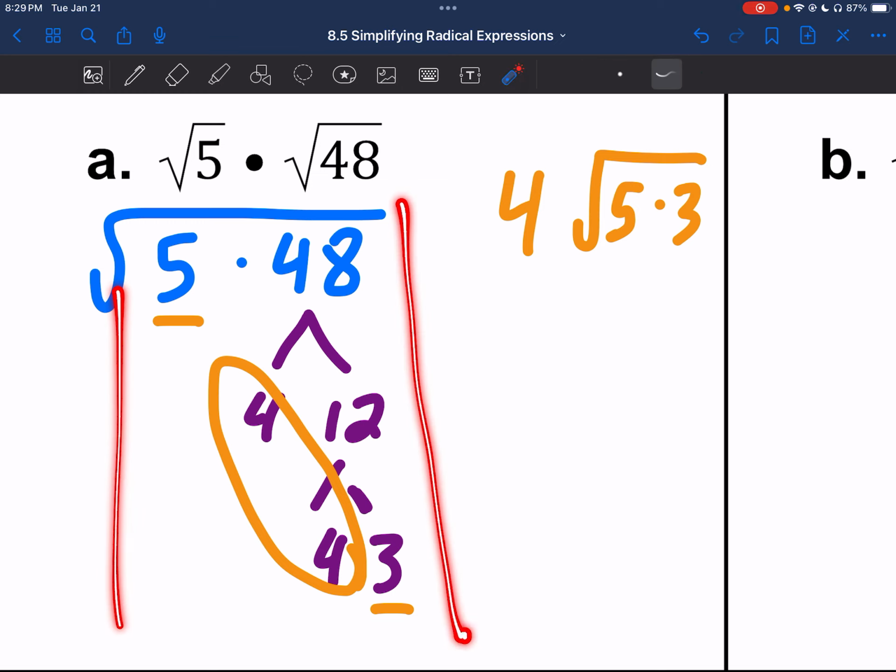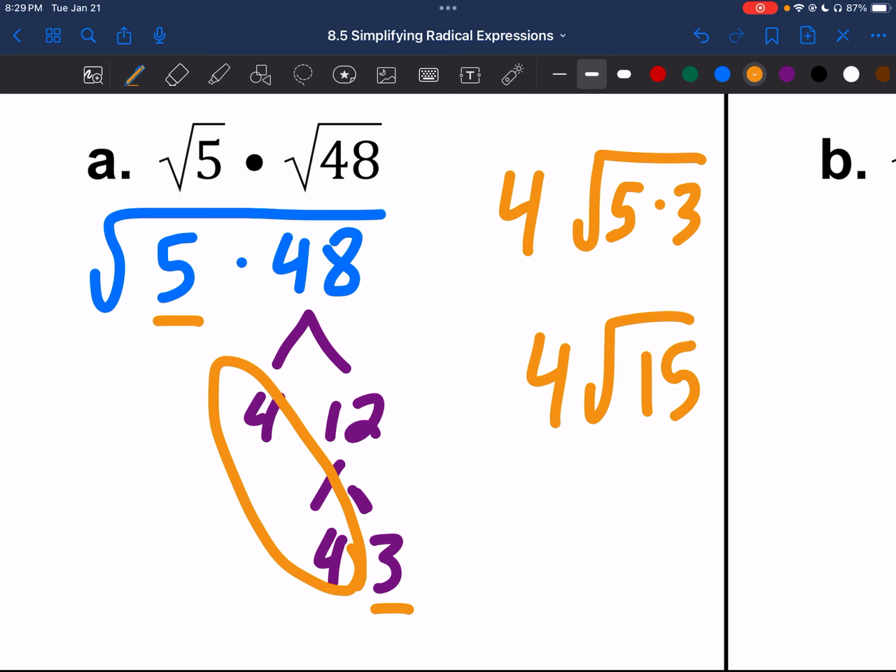All right, now we just need to simplify and do our multiplication. So when we do that, we have 4 times the square root of 15.